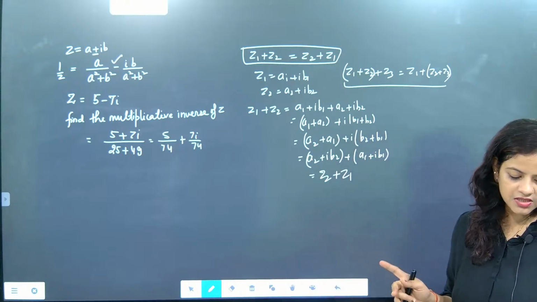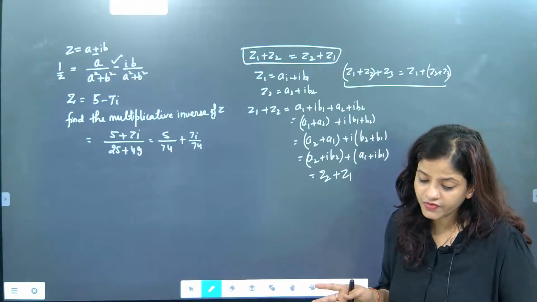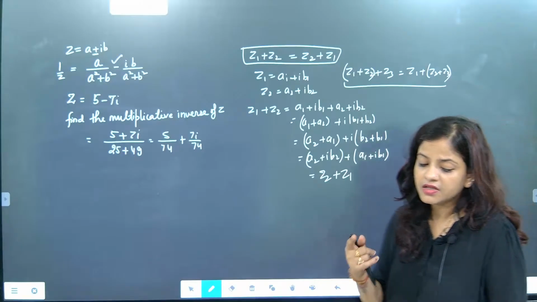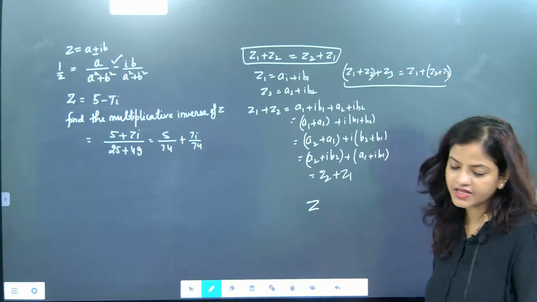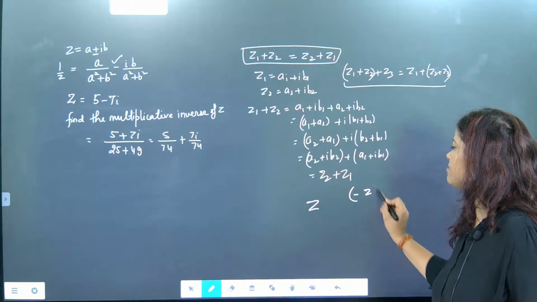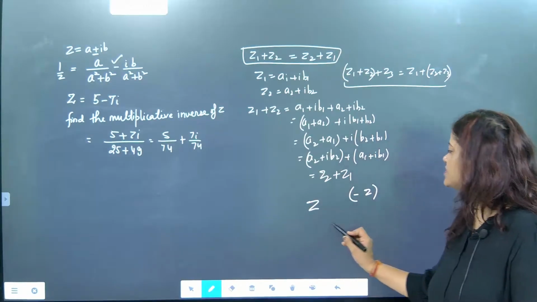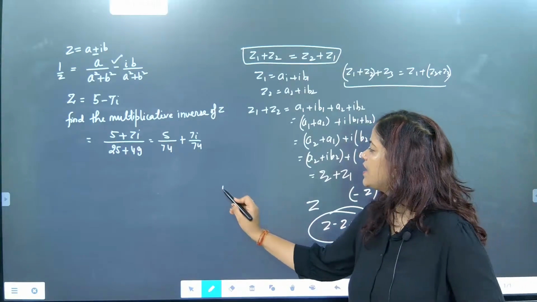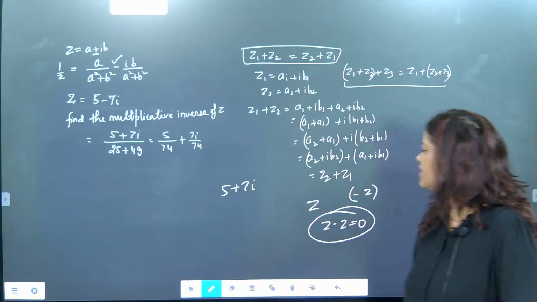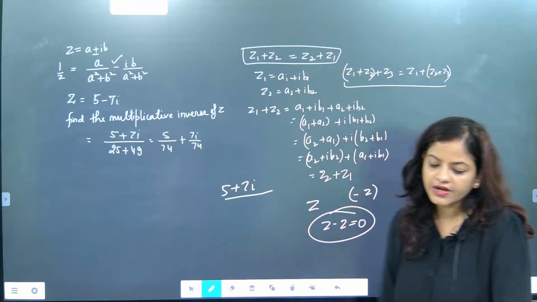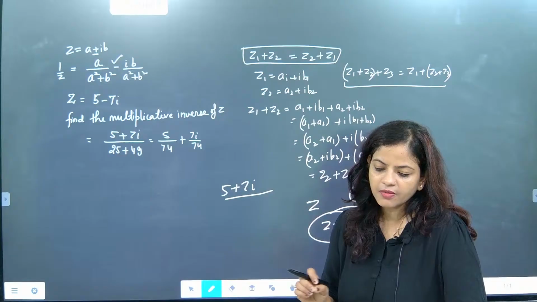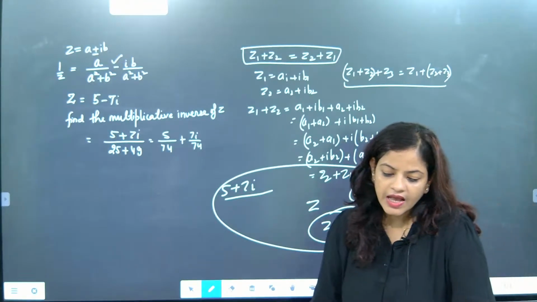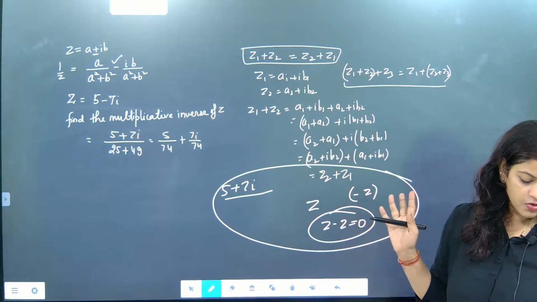If somebody asks you about the existence of the additive inverse, then you can say that if any complex number z is there, then its additive inverse will be minus z. So z plus minus z should be equal to 0. If any complex number like 5 plus 7i is there, then what will be its additive inverse? It will be coming in minus. Understood? So this is exactly about the additive inverse of a complex number. Got it? So now we will go for the next one.